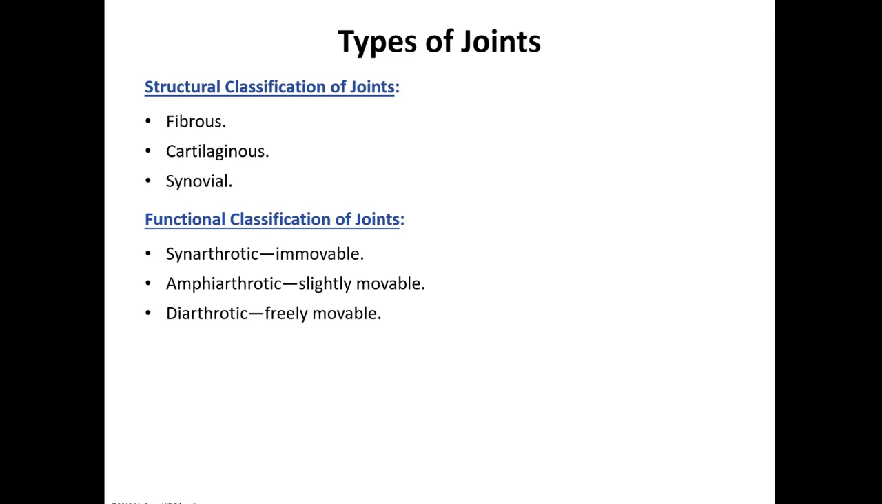So these are two ways we classify joints in our body. They are structural or functional. Under structural, we have three examples. Under functional, we have three examples. Any questions?